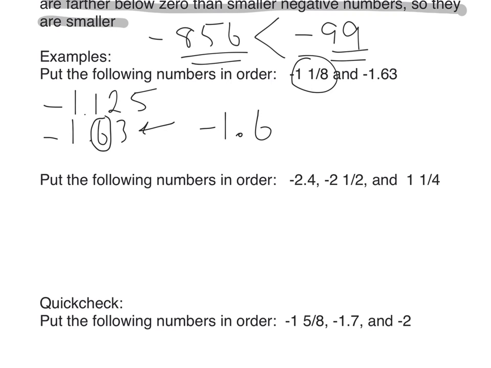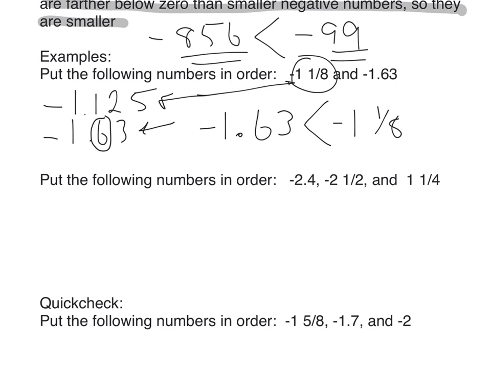You could put either one first, it doesn't matter. So negative 1.63, and I'm not going to use the decimal version. I'm going to use what it represented, the original number from the problem, negative 1 1/8. And I know that the smaller of those two numbers is negative 1.63 because it's farther below 0. So it's smaller than negative 1 1/8. The alligator is going to eat negative 1 1/8. Okay?